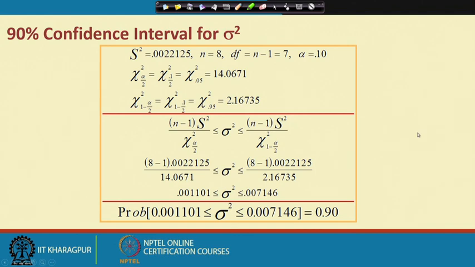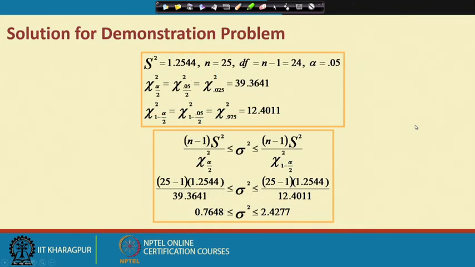So, there is another example here. Again the sample statistic, the sample variance, is 1.254, and the degree of freedom is 24, corresponding to the sample size 25. Again alpha you can fix at 5%, that is 0.05. Then again you have to find the chi-square lower bound and the chi-square upper bound. The chi-square lower bound will be this one and the chi-square upper bound will be this one, right.